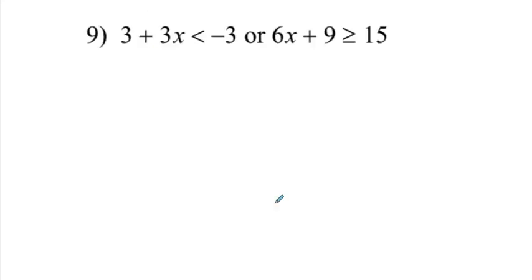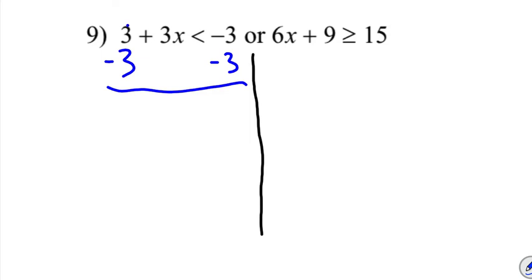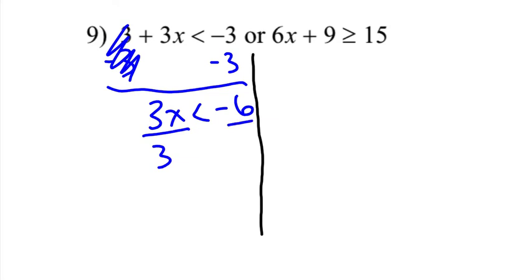Number 9, we got 2 more left here. Again, let's solve these separately. Let me put my little divider here. All right, so move the number with no variable, so subtract 3. 3 minus 3 is 0, so the left-hand side is 3x is less than, this is not 0, this is going to give me a negative 6. Divide both sides by 3 to get the x by itself. X is less than negative 2.